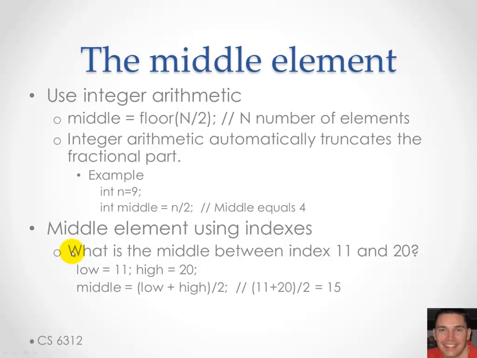And so we're going to get middle equals 4. Let's say that we're searching in a certain portion of our list. We need to be able to find the middle element between a certain set of indices. So what's the middle element between 11 and 20? We can use this formula, where the middle equals (low plus high) divided by 2. So 11 plus 20 equals 31. 31 divided by 2 is going to equal 15 using integer arithmetic. So that's how we can calculate the middle element.